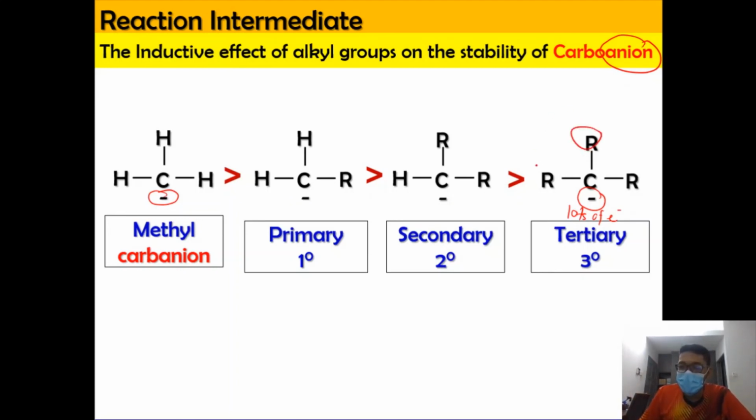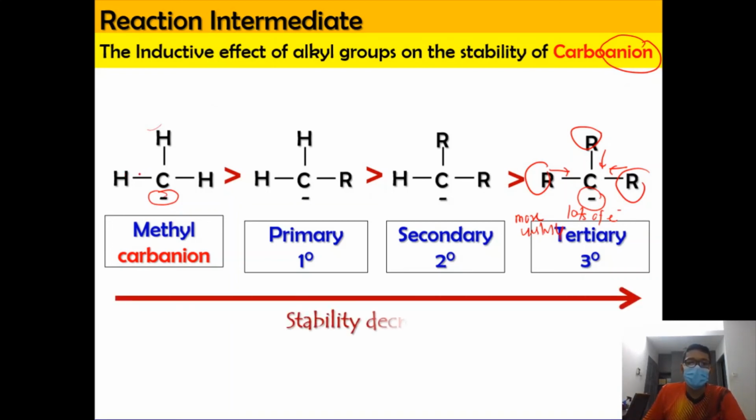However, because of the presence of the electron donating group, which is the alkyl chain here, it will keep on donating to the C minus here. So it will become more unstable, because the C minus here has already got many electrons, and the alkyl group keeps donating electrons to the C minus, and it will become more and more unstable in comparison to the methyl carbanion here. Alright, so for this, we can say that the stability decreases from the methyl carbanion to the tertiary carbanion.